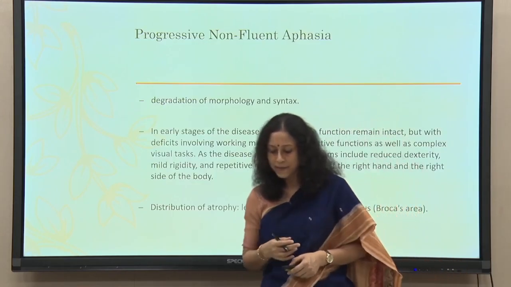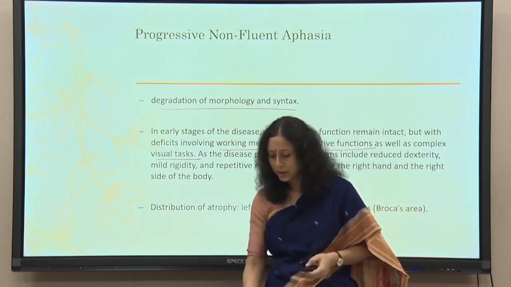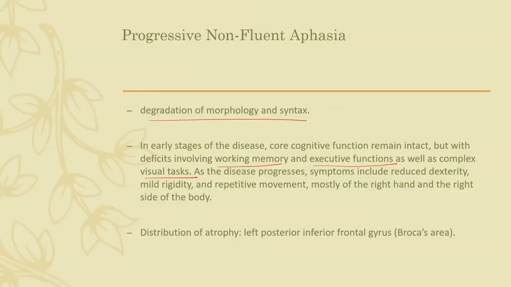So, progressive non-fluent aphasia. This is a case where typically the patients will show degradation of morphology and syntax in the early stages of this disease. Core cognitive functions remain intact, but gradually with time, deficits involving working memory and executive functions as well as complex visual tasks are found to be affected. So, what is the neural correlate of this? What is the neural substrate that is responsible for this? Left posterior inferior frontal gyrus, roughly, which translates to Broca's area.